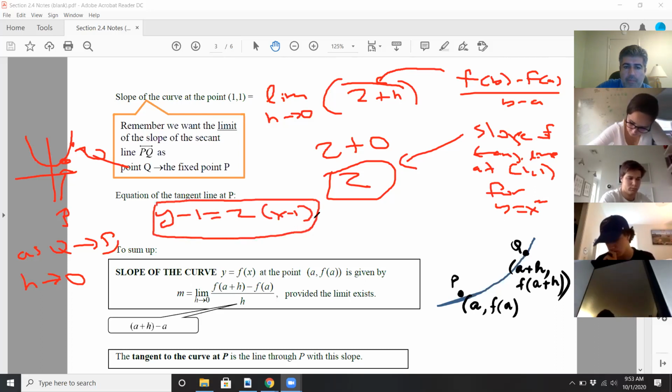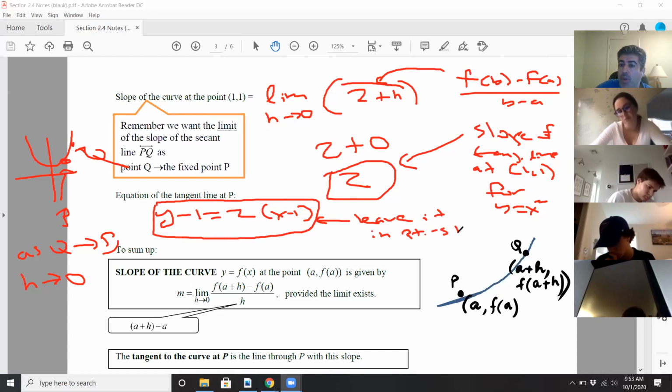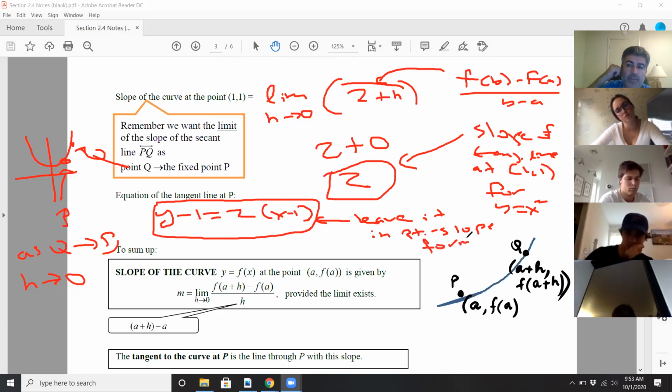By the way, leave it in point slope form. On the AP, they do not care if you go to slope and intercept form. In fact, I advise you to not do that. Because if you make a mistake when you're moving things around and you get the wrong answer, you get nothing for a good chunk of your work. So please, please, please just leave it in point slope form. It's actually the preferred technique for this course.